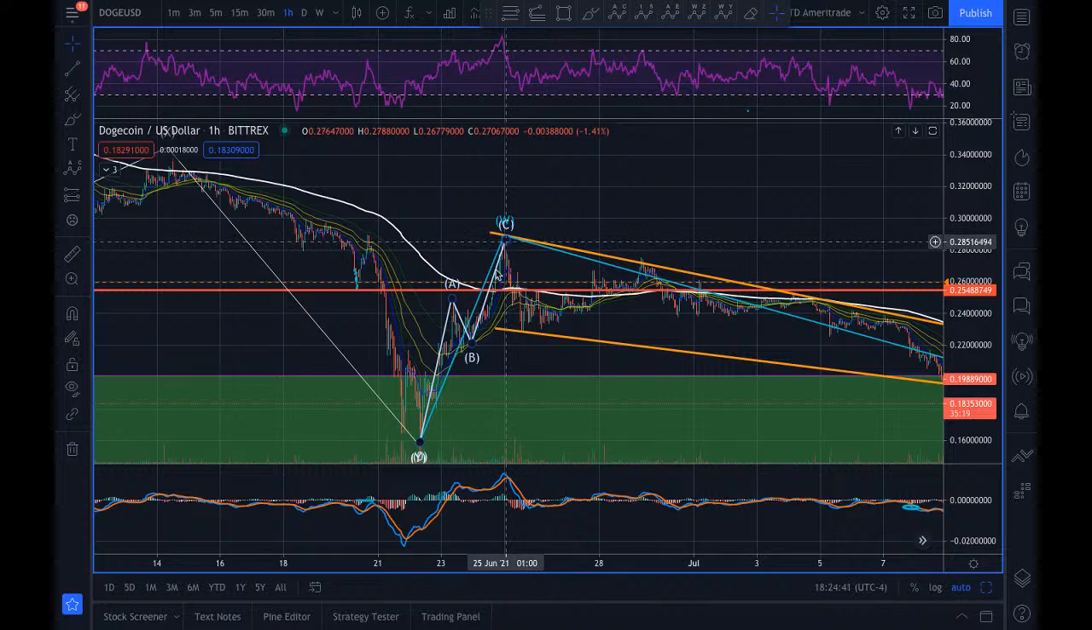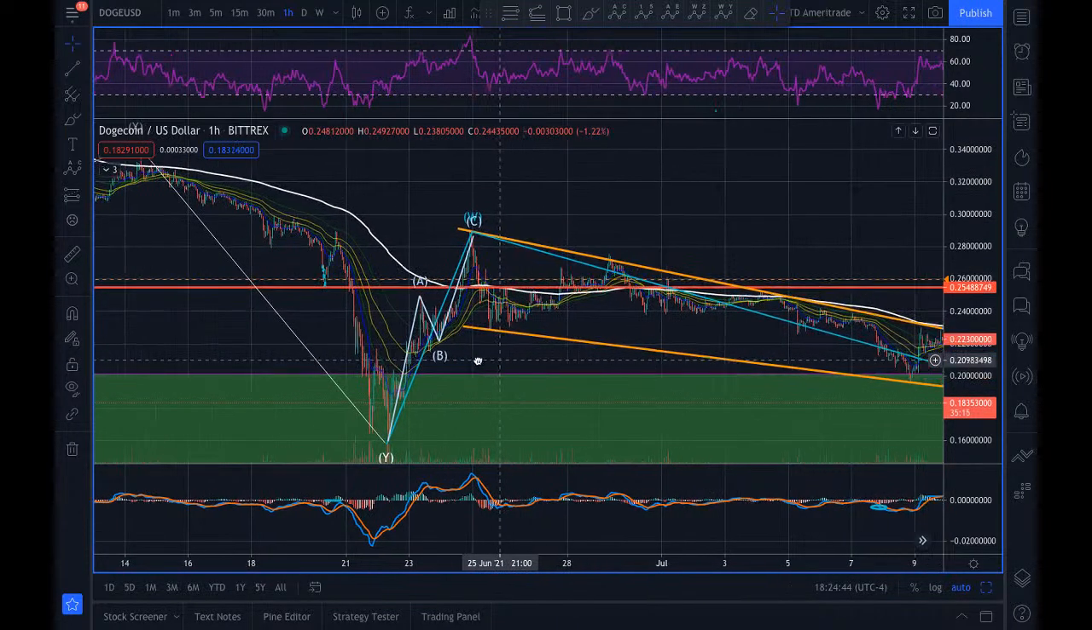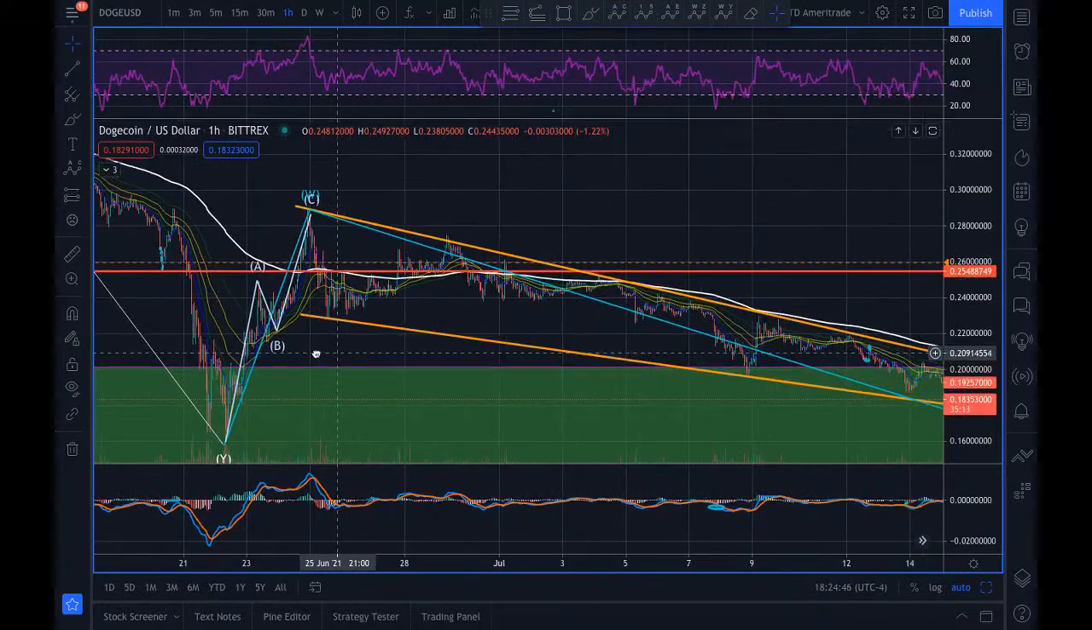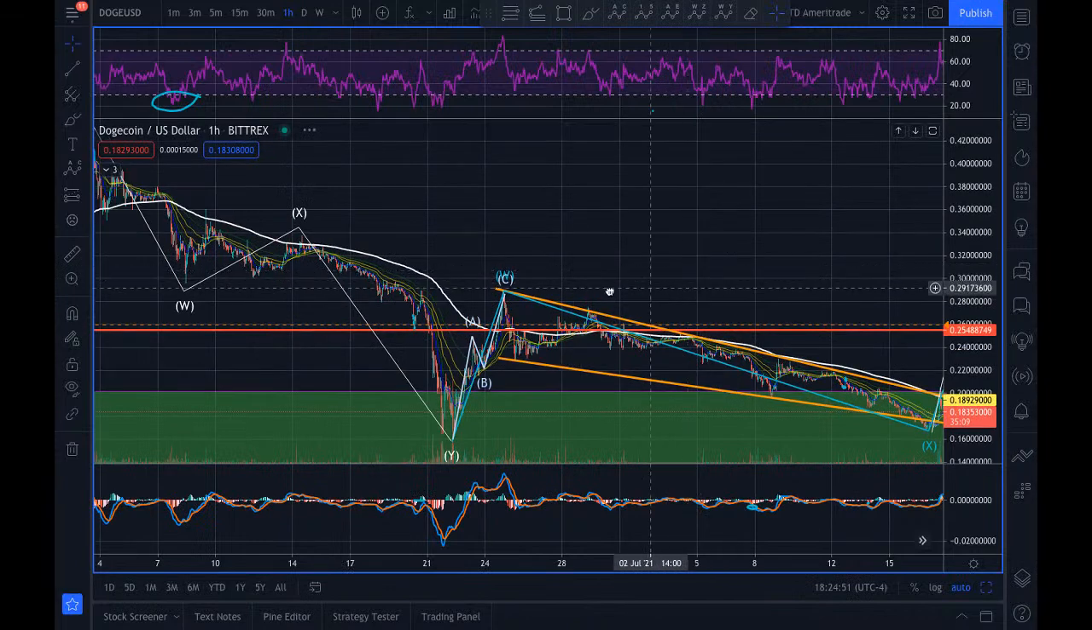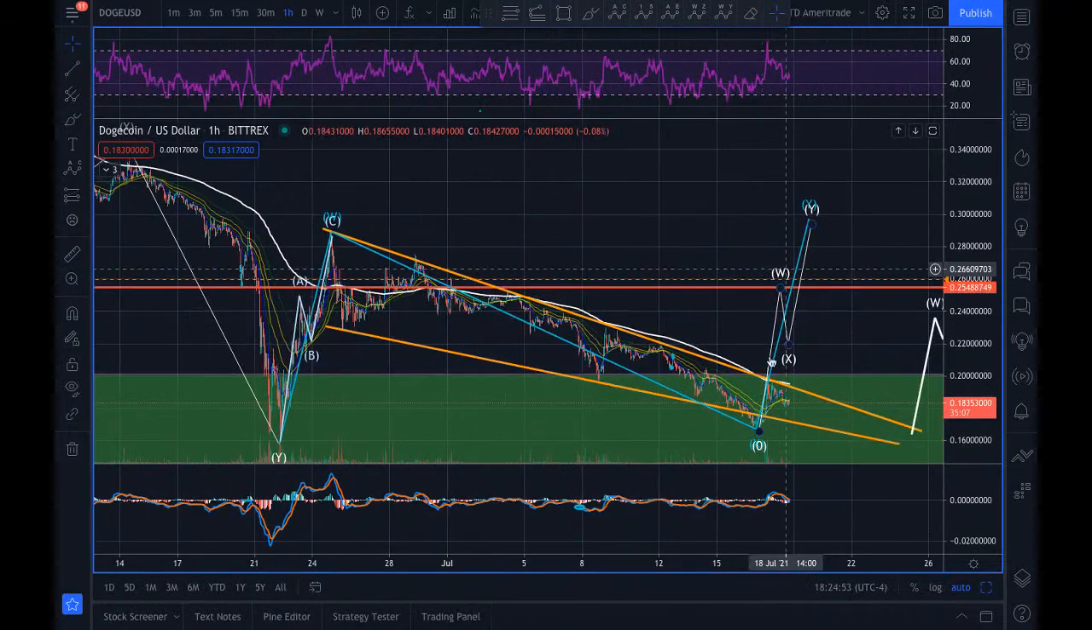So we might see some subwaves of 5. And that might confuse some people to think that it's done. But I'm expecting 3 waves. They might have subwaves of 5, but they're going to be 3 main waves. And then I think we're going to come back down.